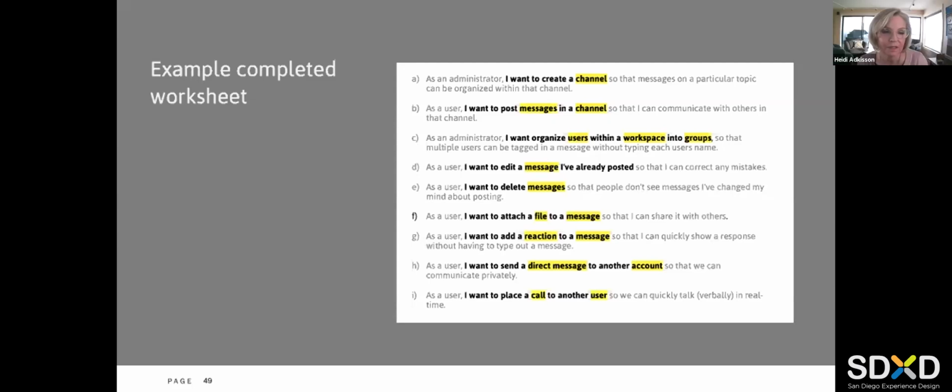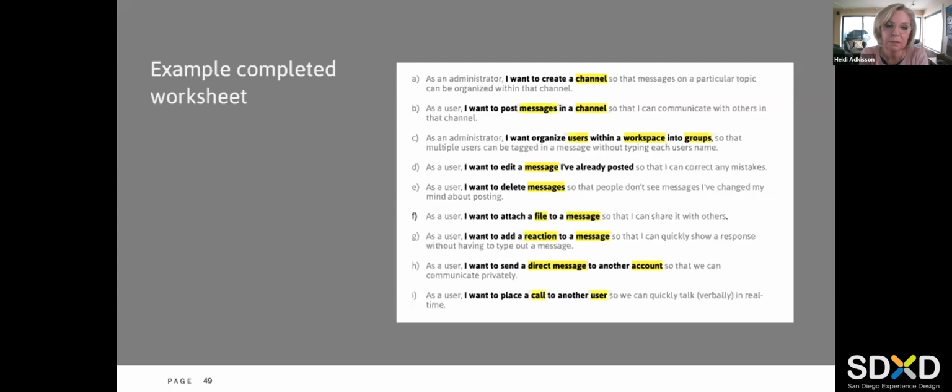So I have up here what the completed worksheet should look like. One thing I'll mention here is that in working with user stories, you often find that there's a lot of repetition of nouns, because particularly in Slack, something like a message is a really core object. So that is going to be referenced multiple times.